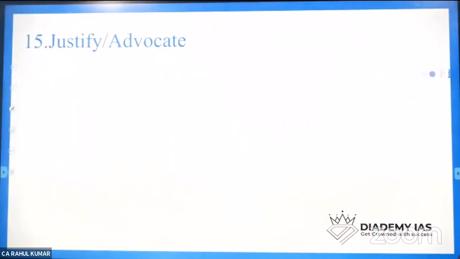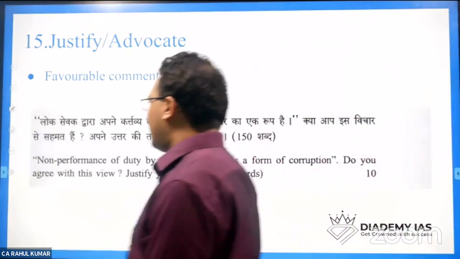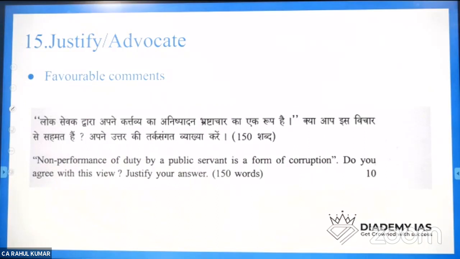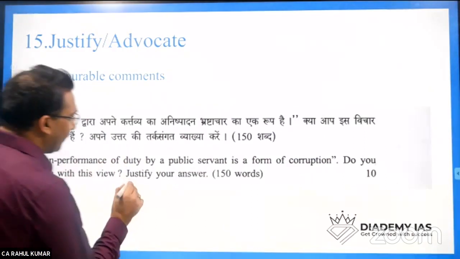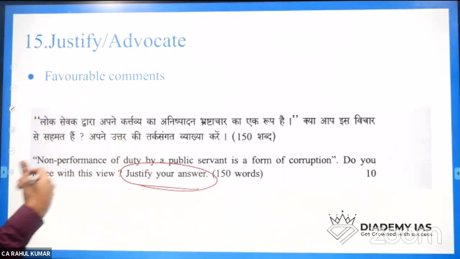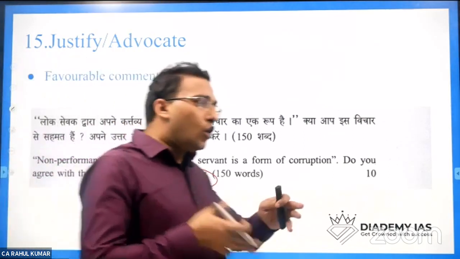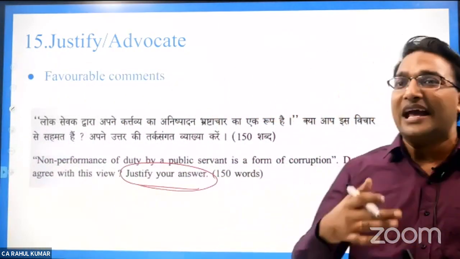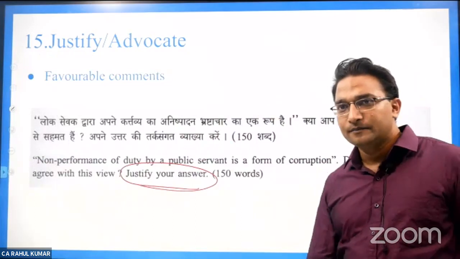Then justify or advocate. In justify or advocate, you have to give a favorable or not favorable comment. So: non-performance of duty by a public servant is a form of corruption. Do you agree with this view? Justify your answer. So you have to give evidence for your views. You have to justify your answer. You have to give logic. You have to give a rational view, right?